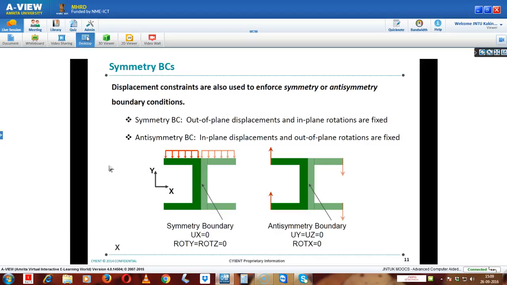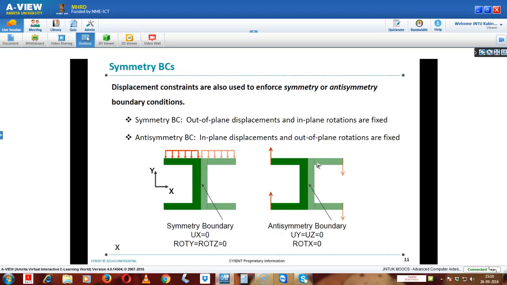So displacement constraints are also used to enforce symmetry or anti-symmetry. In symmetry, out of plane displacement and in plane rotations are fixed, whereas in anti-symmetry, in plane displacements and out of plane rotations are fixed. For example, if we take this I-beam, it is perfectly symmetric about this line, so we can model only this component, use a symmetry boundary on this line, and fix everything. Okay.